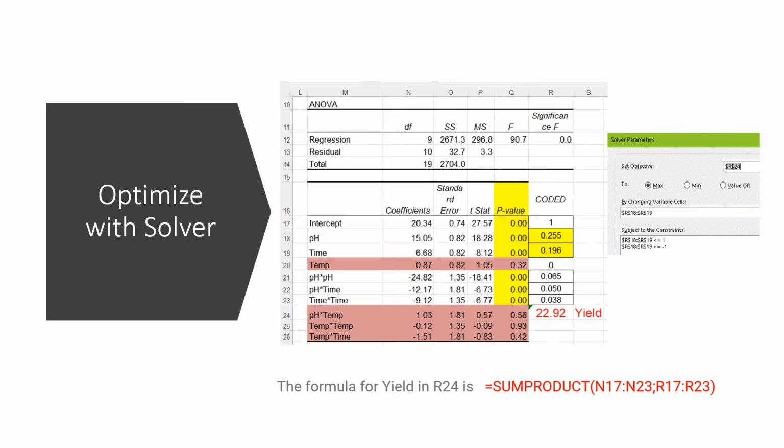We can again use Solver to maximize yield. We add cells R16 to R24 to house the values calculated by Solver. Solver only needs to calculate pH, R18, and time, R19. R21 to R23 are calculated with a formula from these two values. R17 equals 1 to be multiplied with the intercept coefficient in N17.